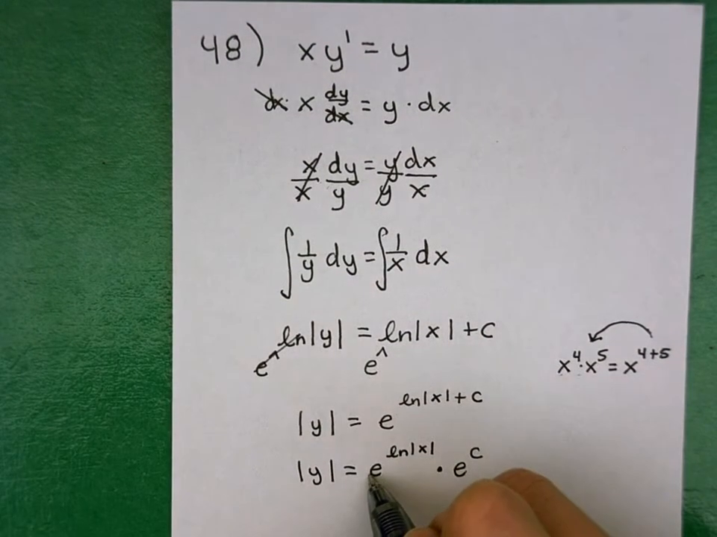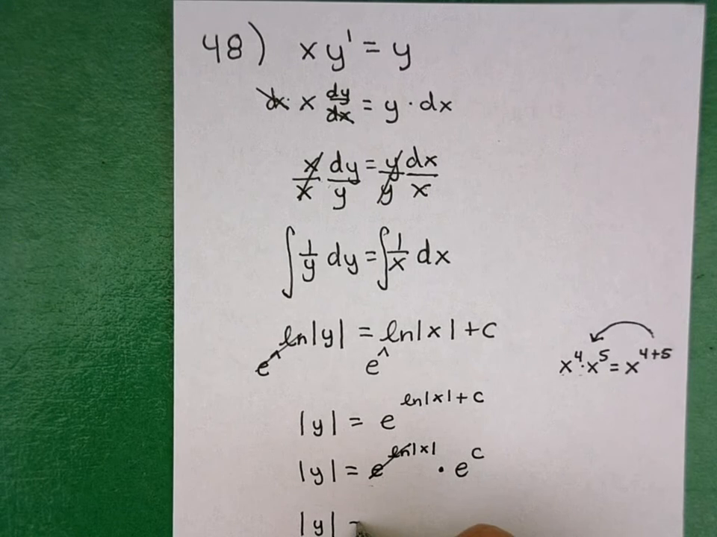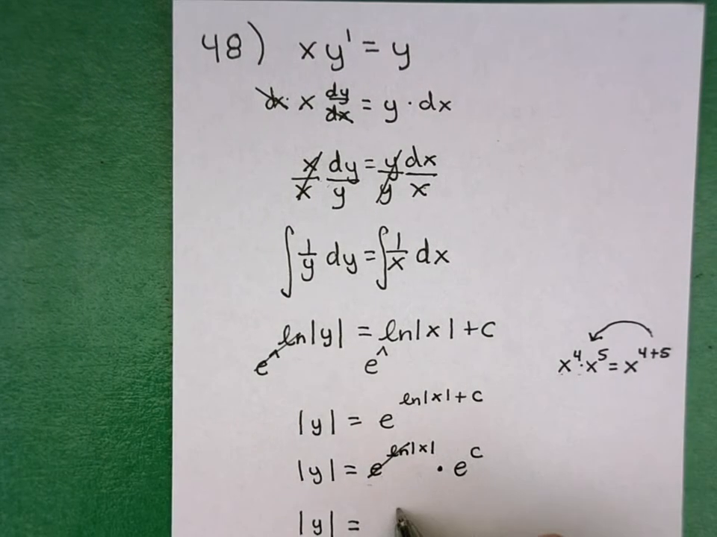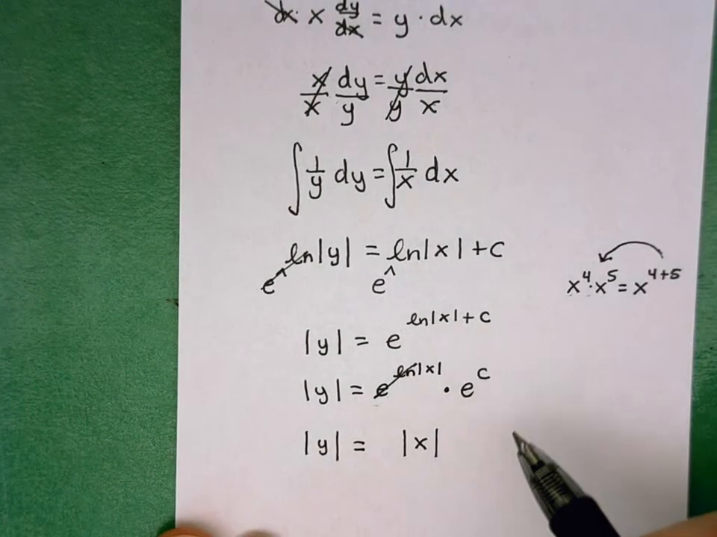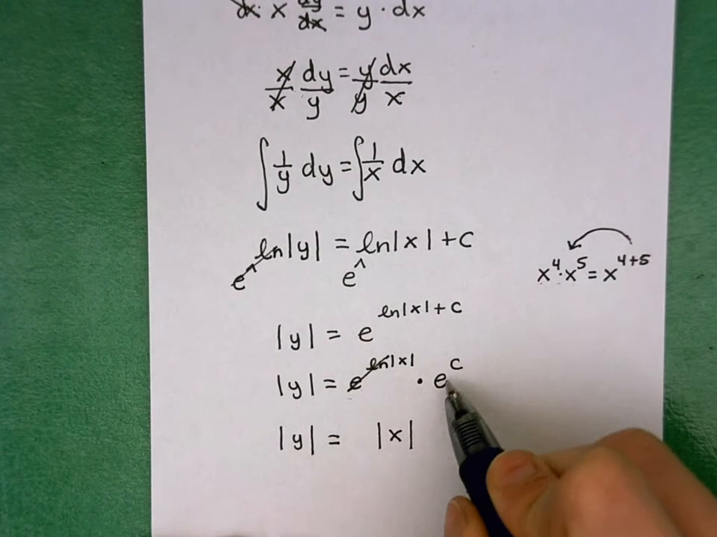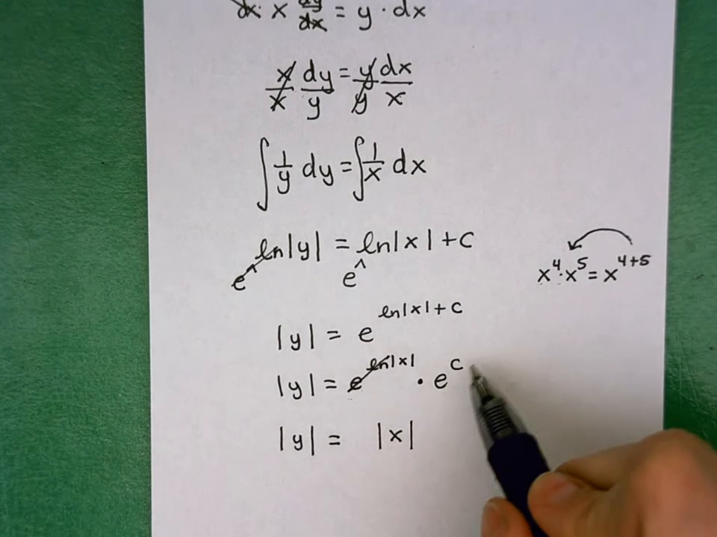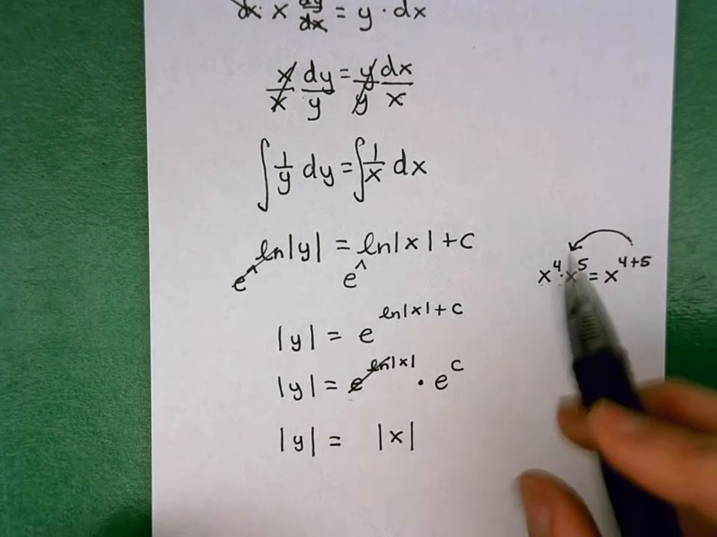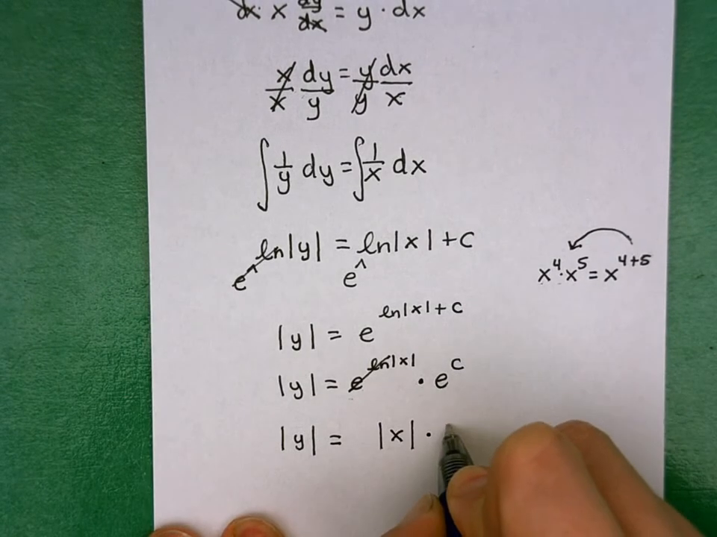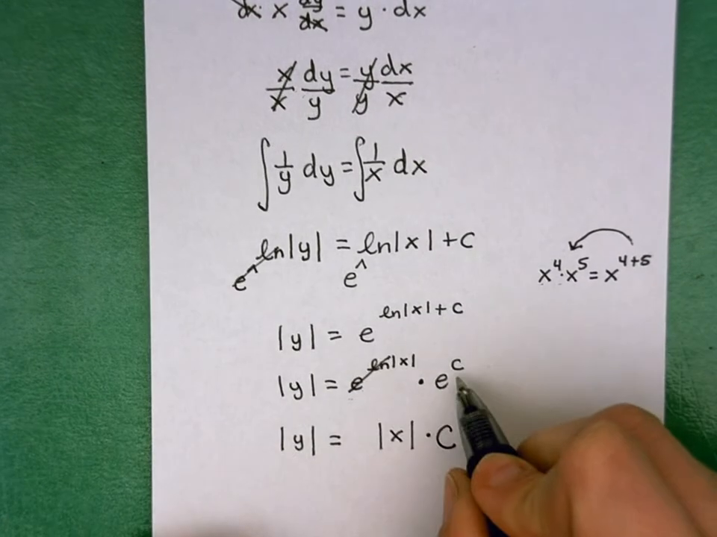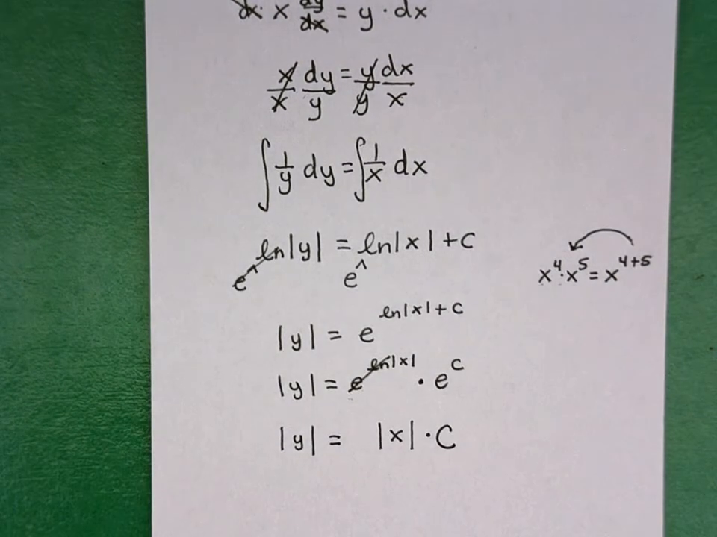And then once more, e and natural log end up canceling each other out. So we're just going to be left with the absolute value of x. But here, this e to the c, again, the c represents any constant. So we have e raised to any constant. Well, if I raise e to any constant, I'm still left with any constant, right? C sucks in that e, like a black hole.